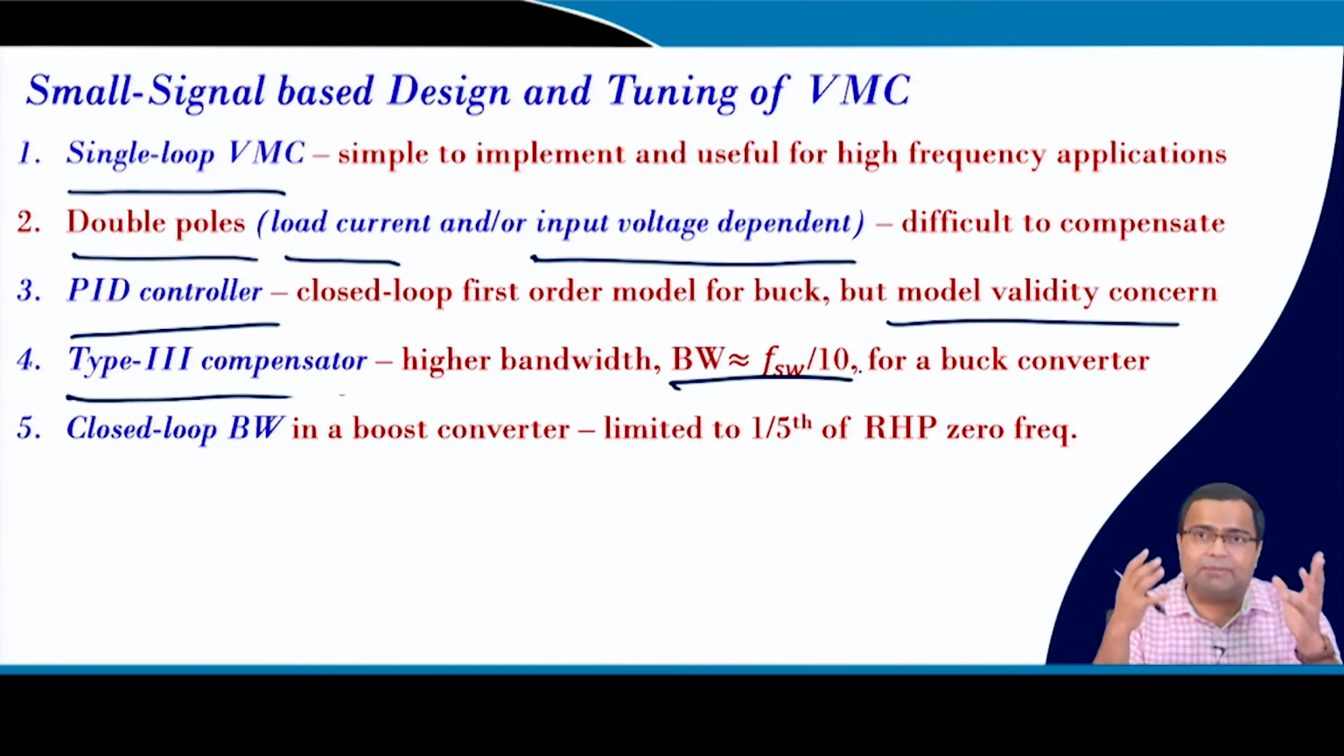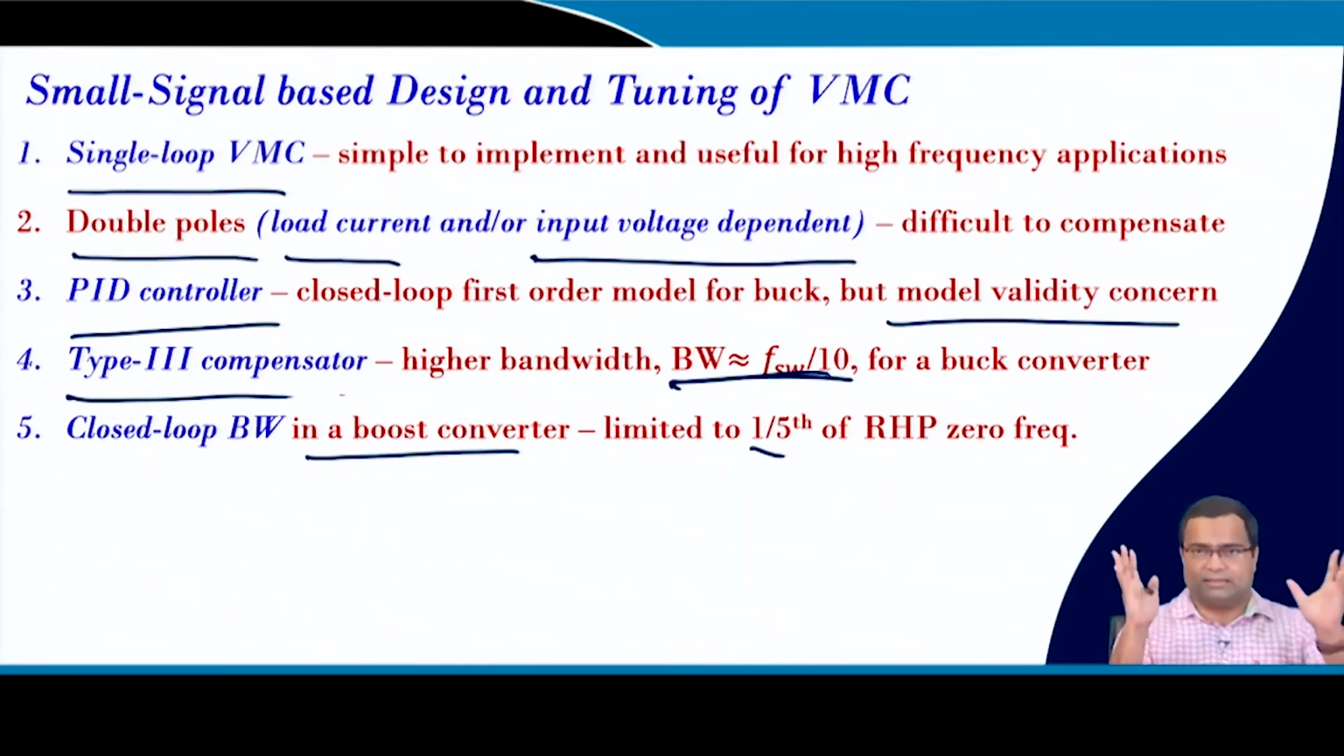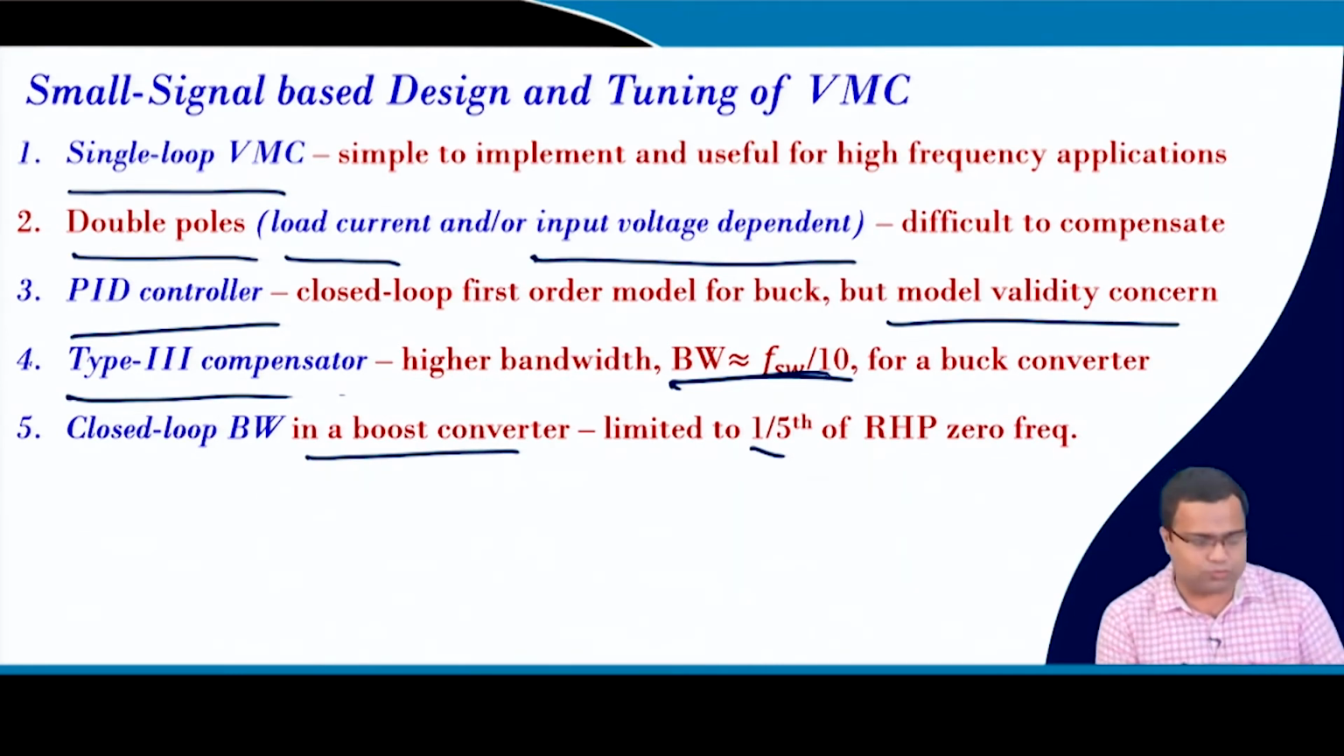But for the same type 3 compensator for the boost converter, it is limited to 1/5 of the RHP zero frequency. But if the RHP zero frequency is very far away, when the load current decreases, then again 1/10 of the switching frequency is the limit. So, the model limit is the minimum of 1/5 of the RHP zero frequency and FSW/10. That is the limit of the boost converter closed loop bandwidth in terms of model validity.